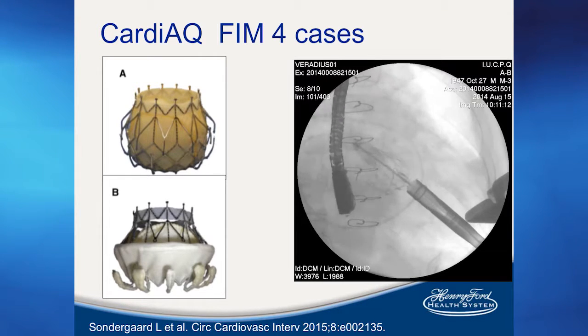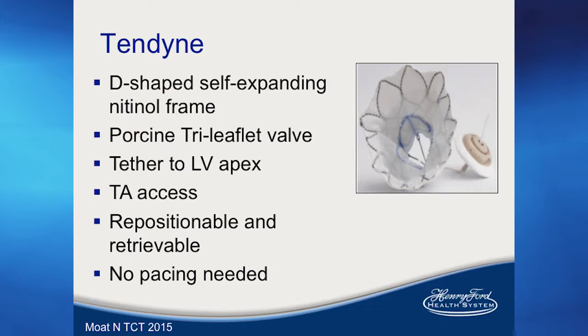This is CardiAQ, and this has been in clinical development for some time as well. It also has a transapical mechanism for delivery. And Tendyne, so this is very near and dear to us. This will be a site. There are, I think, less than 10 U.S. sites implanting this valve. It requires a transapical access. It's a D-shaped self-expanding valve, and it has a tether to the apex, which is a little bit unique. And it's repositionable, retrievable. So we'll be enrolling patients for both degenerative and functional mitral regurgitation coming up.